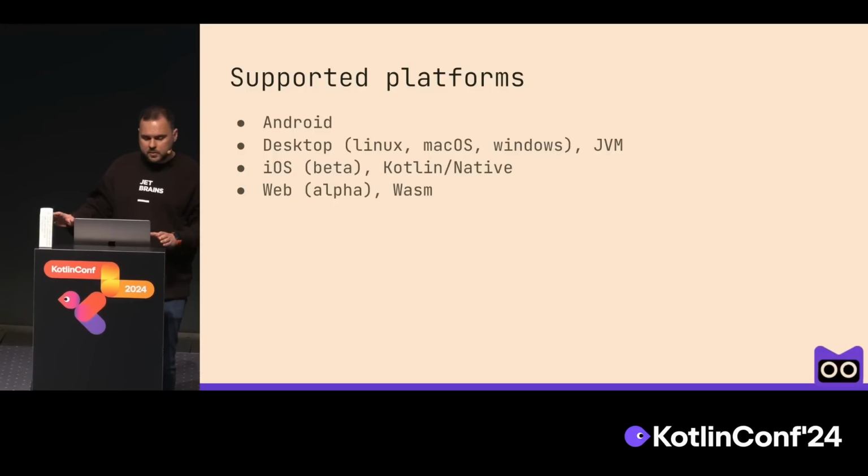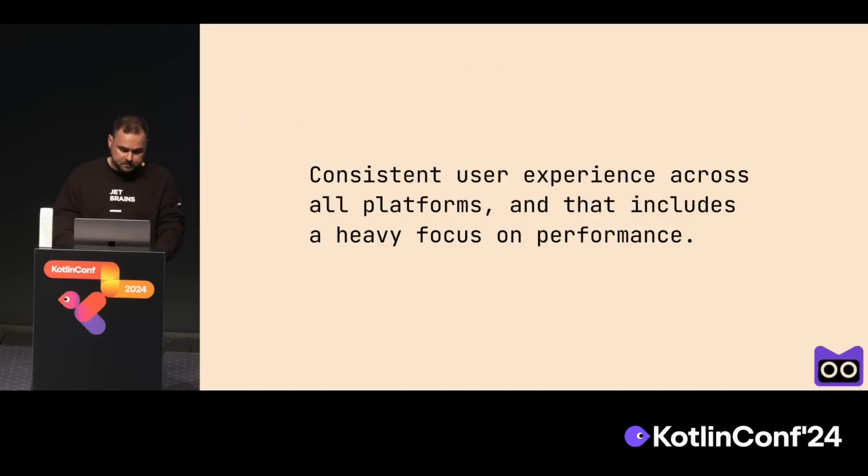Okay, so right now we have many supported platforms. It's Android running on top of Jetpack Compose and its own virtual machine. It's desktop, which currently supports Linux, macOS, and Windows, where the Kotlin language is run on top of Java virtual machine. We've got iOS, which is currently in beta, which runs on Kotlin, which is compiled to machine code. It's Kotlin native. And web, which is currently in alpha, where we compile Kotlin to WebAssembly.